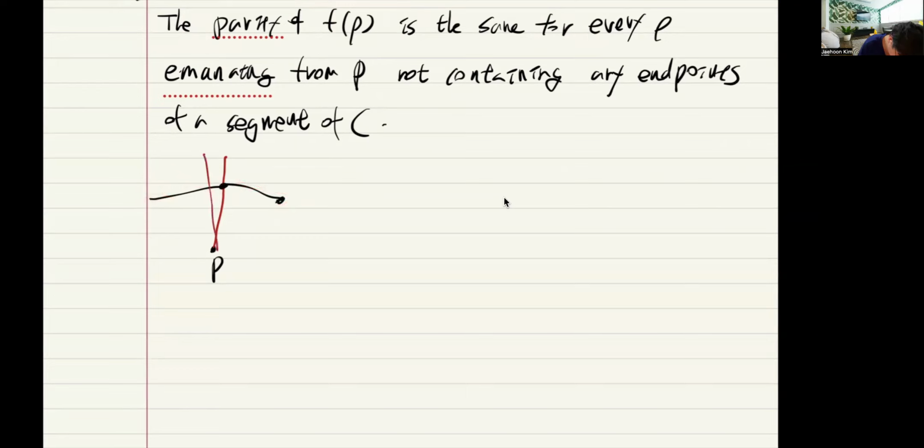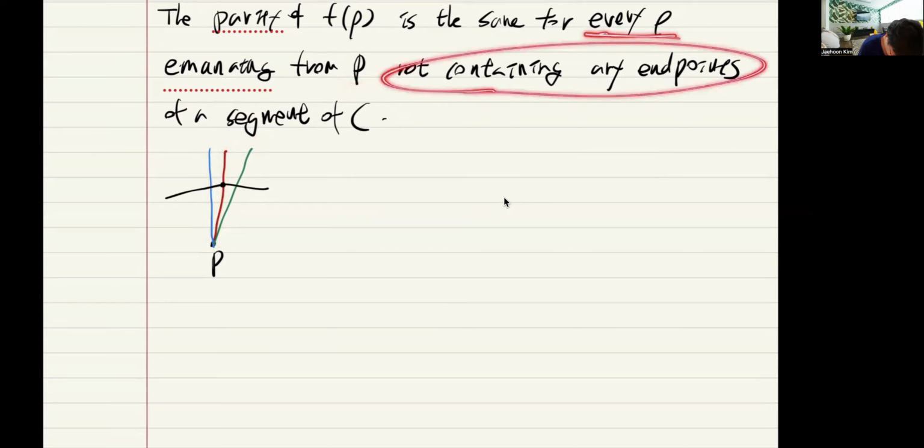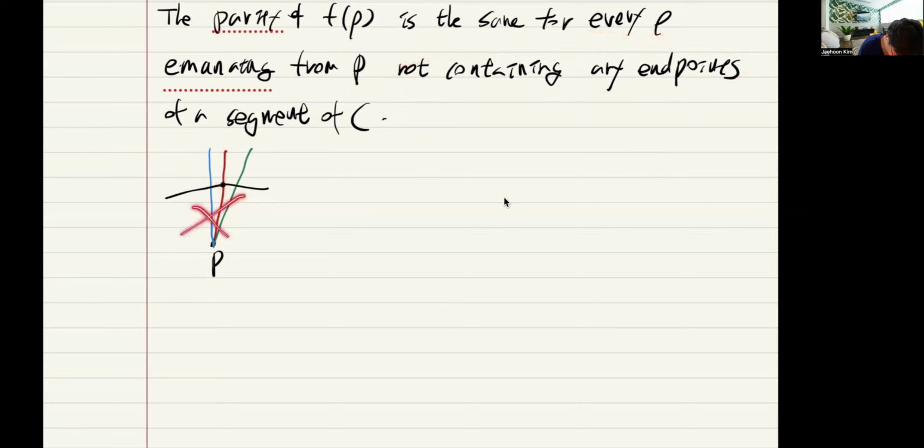Then when you move from here, and you move from here, blue to green, the number of segments it is intersecting is the same. It doesn't change. At this moment, it changes. So this is 1, this is 2, this is 1. But this one doesn't count because we consider the ray which does not contain any endpoint. So we don't want to contain this endpoint. So this one doesn't count. I mean, it doesn't matter.